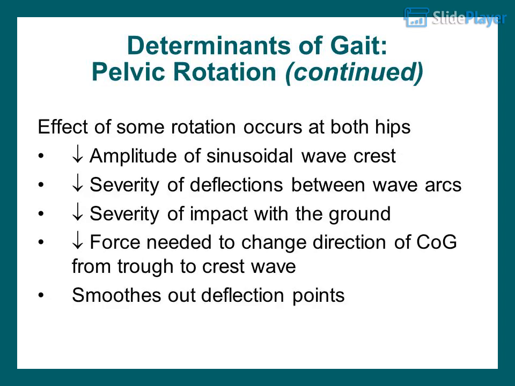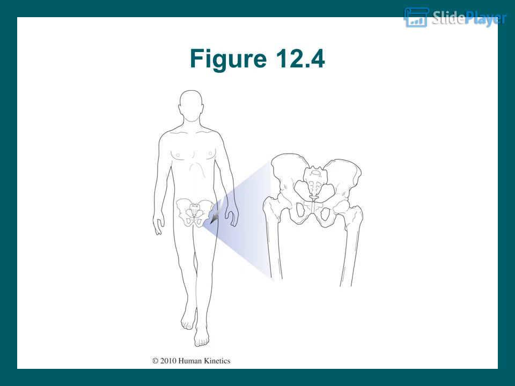Determinants of gait. Pelvic rotation, continued. Effect of some rotation occurs at both hips. Amplitude of sinusoidal wave crest. Severity of deflections between wave arcs. Severity of impact with the ground. Force needed to change direction of COG from trough to crest of wave. Smooths out deflection points. Figure 12.4.